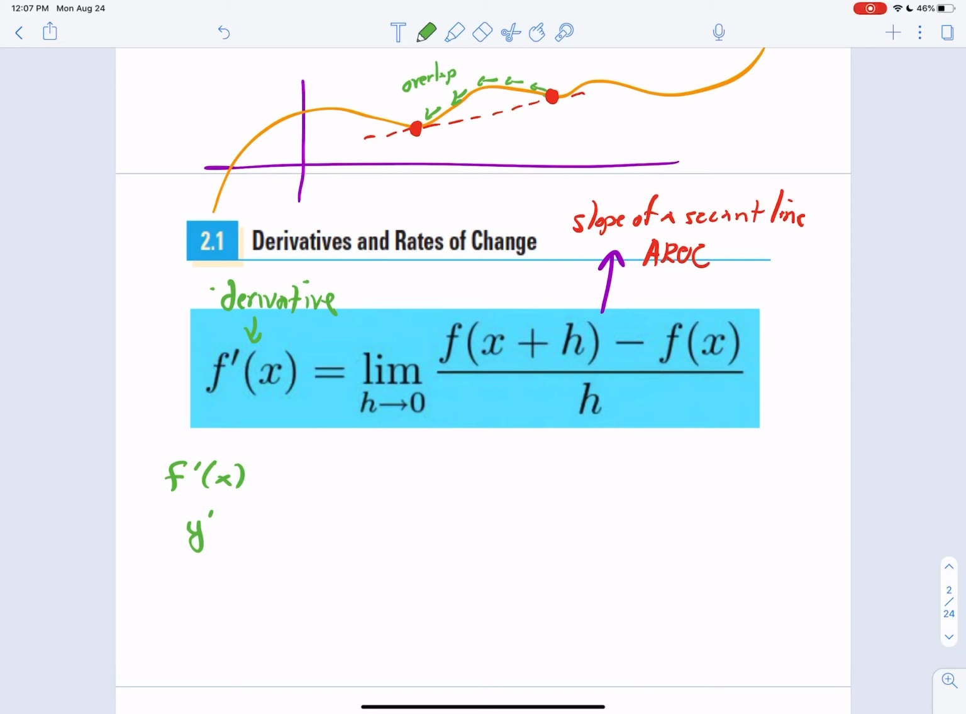Sometimes they'll use this as well, dy over dx. It's just different notations. Some of them are more advantageous than the others depending on the context of the problem. But all of these three notations right here are what you'll normally see representing the derivative. So don't forget, derivative means you're finding the slope of the tangent line, or the instantaneous rate of change. You'll hear me repeat that a lot, all right? So that's the context behind it.